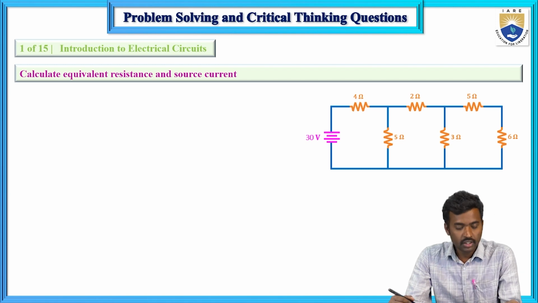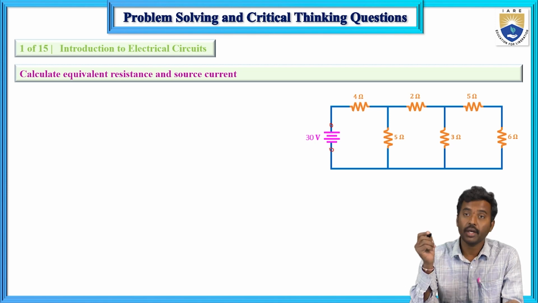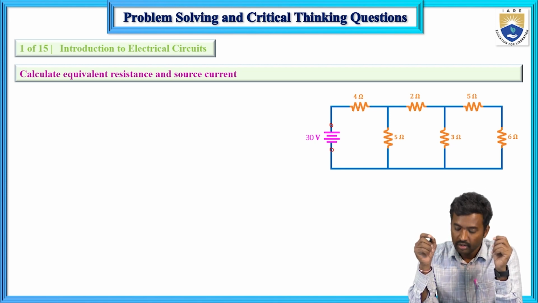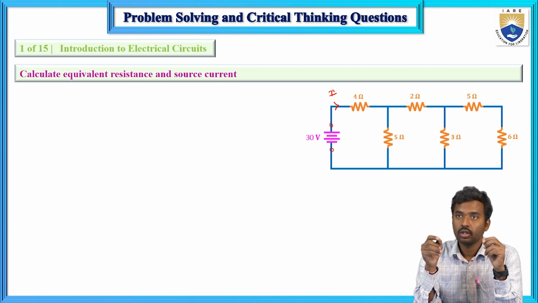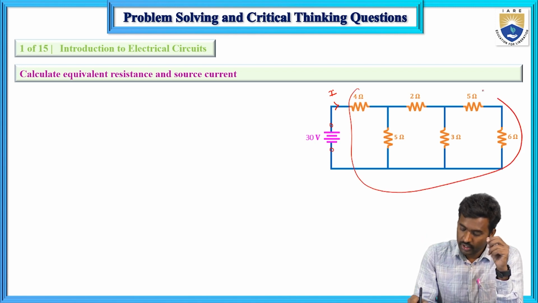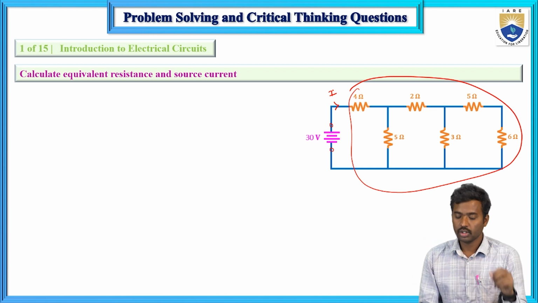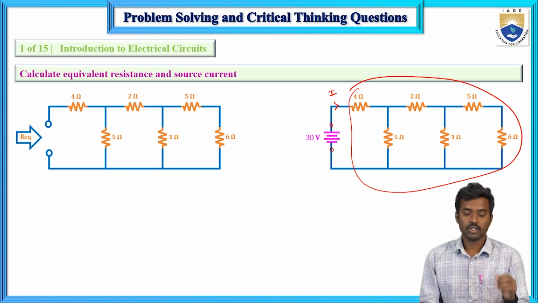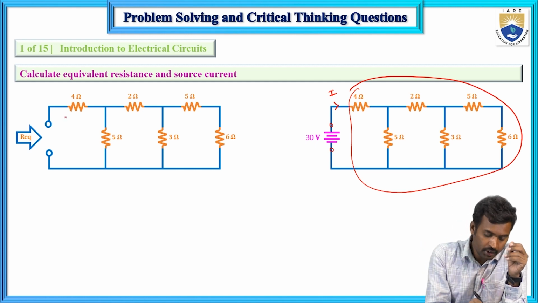So, in this given network, determine equivalent resistance across the source terminal. So, here determine equivalent resistance and source current. This source current means first determine R equivalent. For this, simplify this circuit into single resistance, that is R equivalent. So first to simplify that, take the circuit. First start from here, source side. Here you need to determine R equivalent.